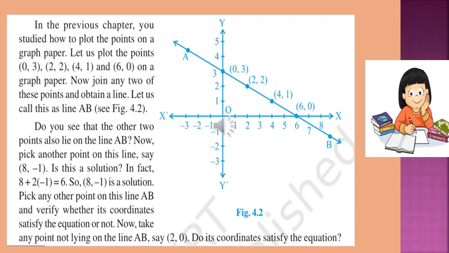Now pick any other point on this line AB and verify whether its coordinates satisfy the equation or not. If the coordinates satisfy the equation, then it is a solution, and if the coordinates do not satisfy the equation, it is not a solution. Here is an example, say (2, 0), meaning x coordinate is 2 and y coordinate is 0. If you locate the point, you can see it is a solution of the given equation.